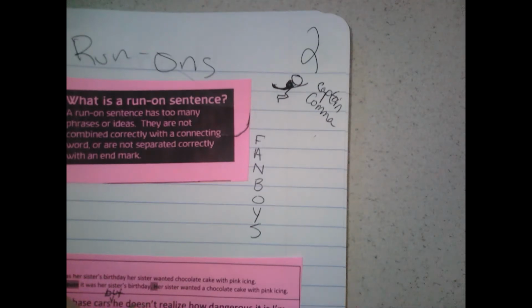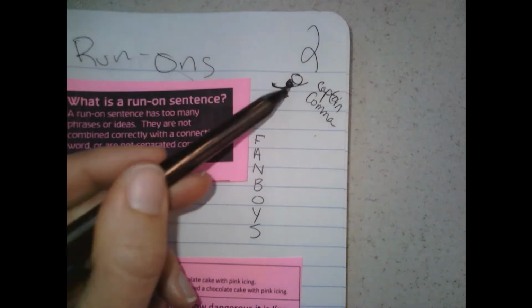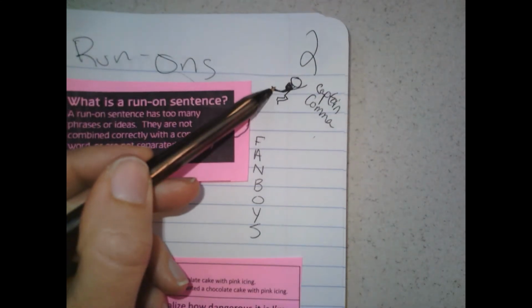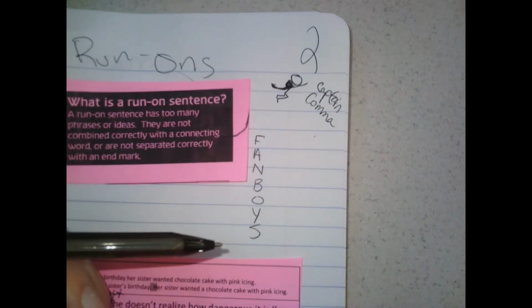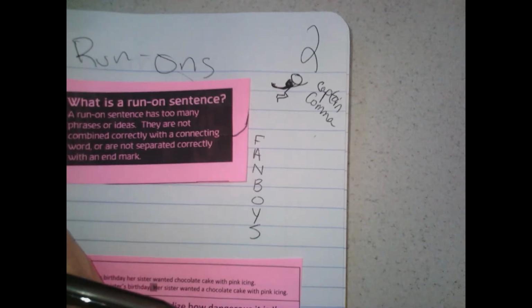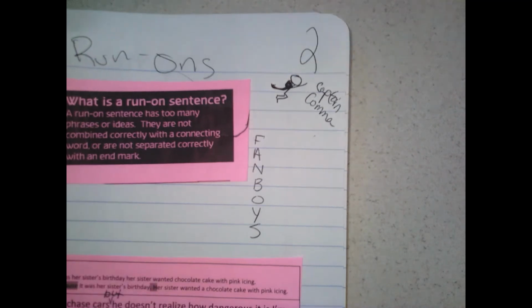They always are there wherever he goes. If Captain Comma ever needs to fly in and save a run-on sentence, one of them is always there with him. Stalker, I know. But they come together. So what are these fanboys' names?